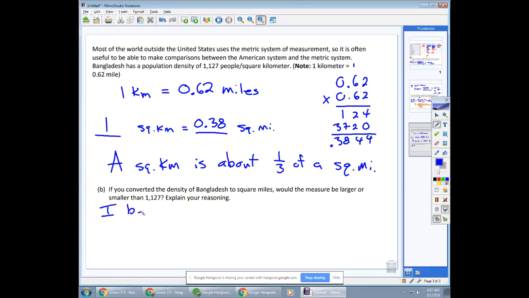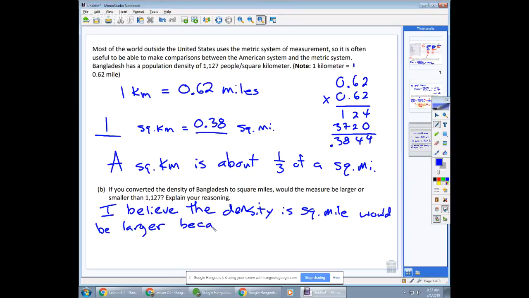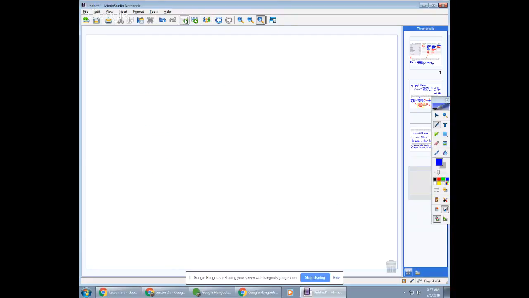So I believe the density in square miles would be larger because a square kilometer is smaller. In other words, we're packing all those thousands of people into a smaller space than a square mile. Right? So let's do the calculation to check it out.